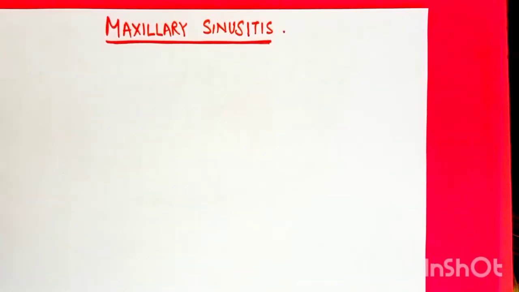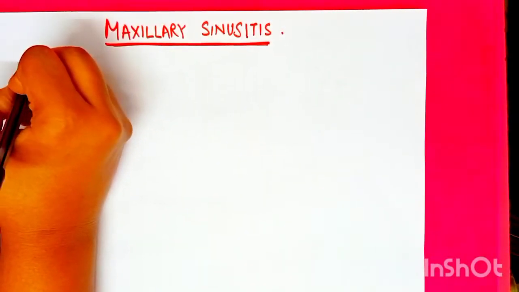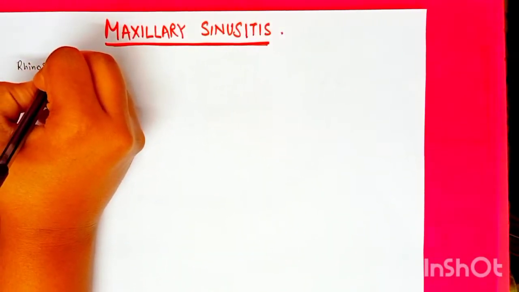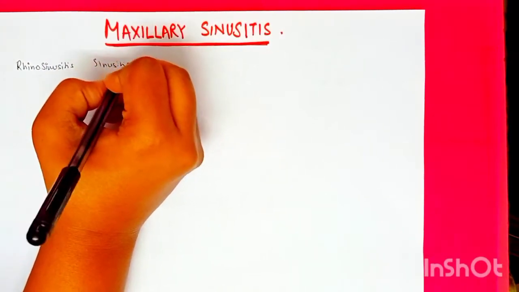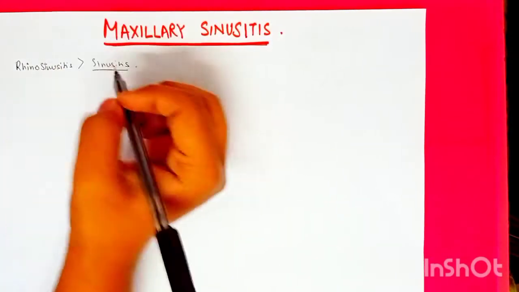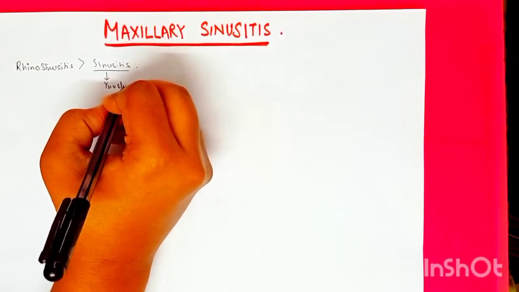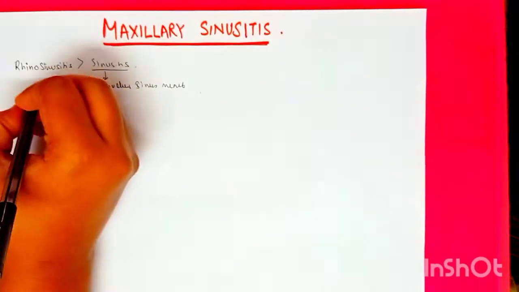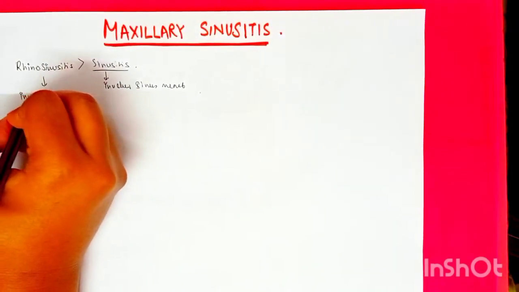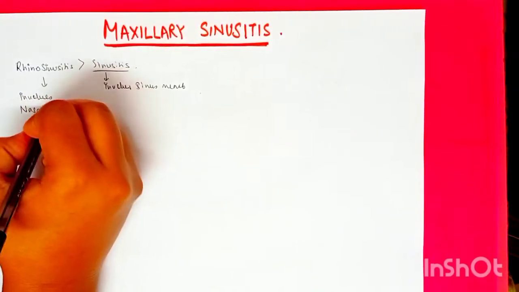Hey guys, today we are going to study about maxillary sinusitis. So maxillary sinusitis also can be called as rhinosinusitis. The difference between both these terms is that sinusitis essentially means that it is involving only the sinus membrane, whereas rhinosinusitis means it involves both your nasal as well as your sinus membrane.